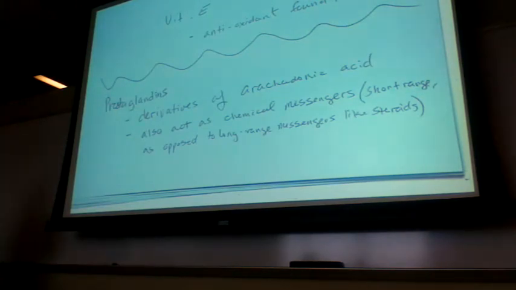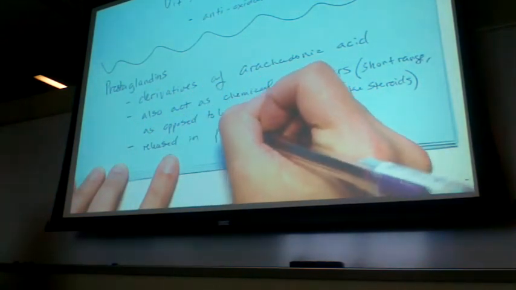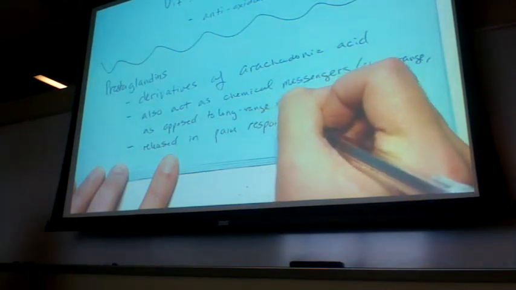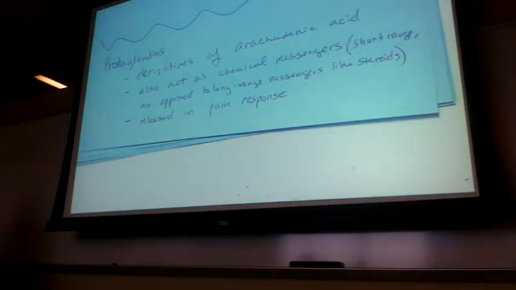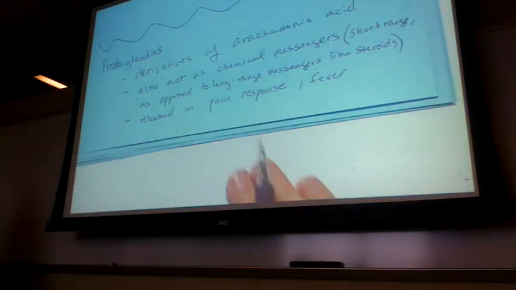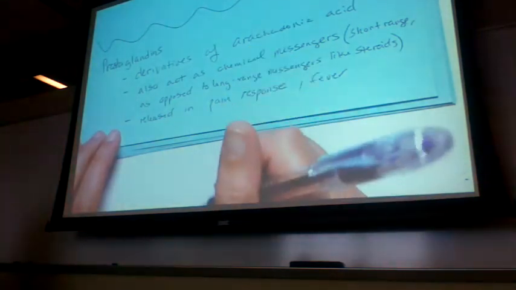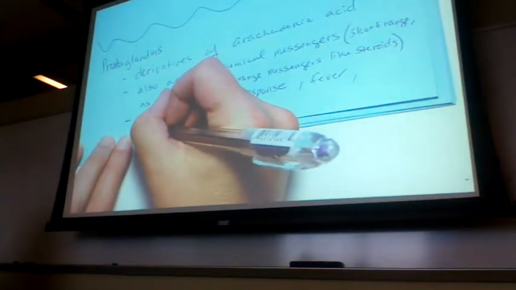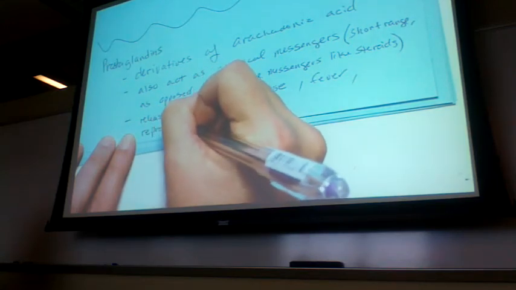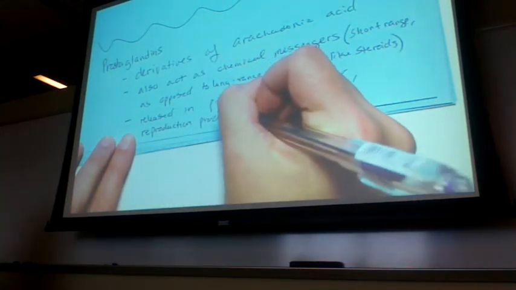Prostaglandins are generated locally, at the site that they're needed. They show up in all sorts of things. They're released in pain response. They also get released with fevers, in reproduction processes. Probably the most common one would be in labor.